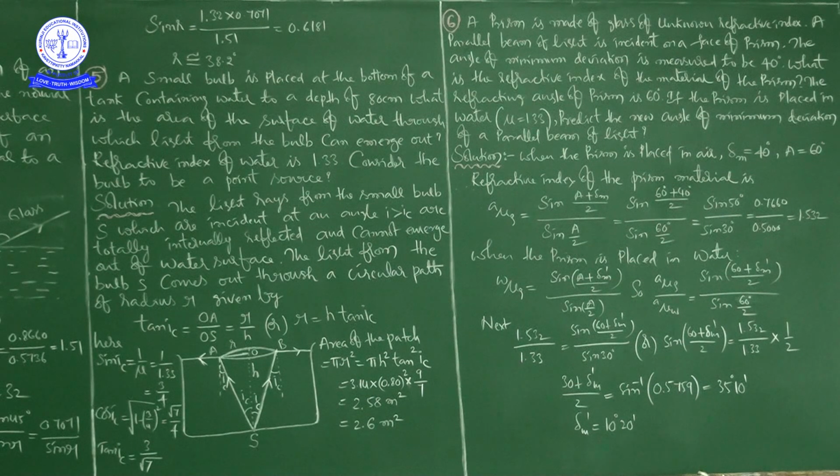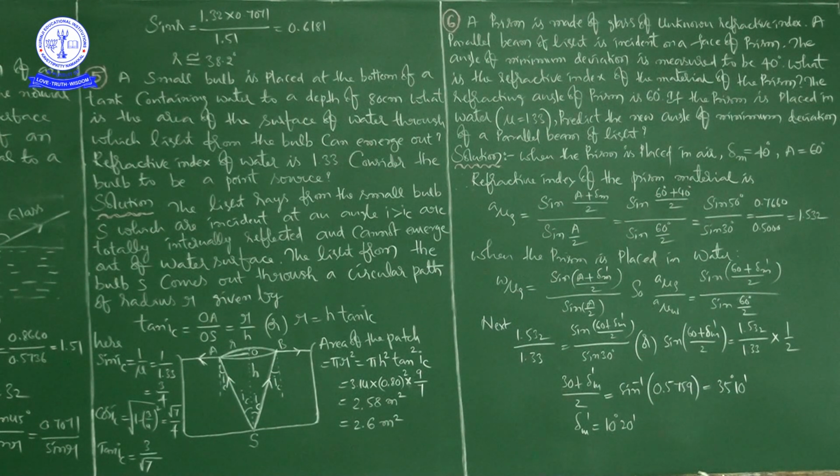So if you substitute the things they have given, that is angle of prism 60, and on the left hand side, in place of W mu G you can write A mu G by A mu W, right? And what is A mu G here? That is 1.532, right? And this value already given, it is 1.33. So 1.532 by 1.33 is equal to sin (60 plus delta M dash) by 2 by sin 30 degrees.